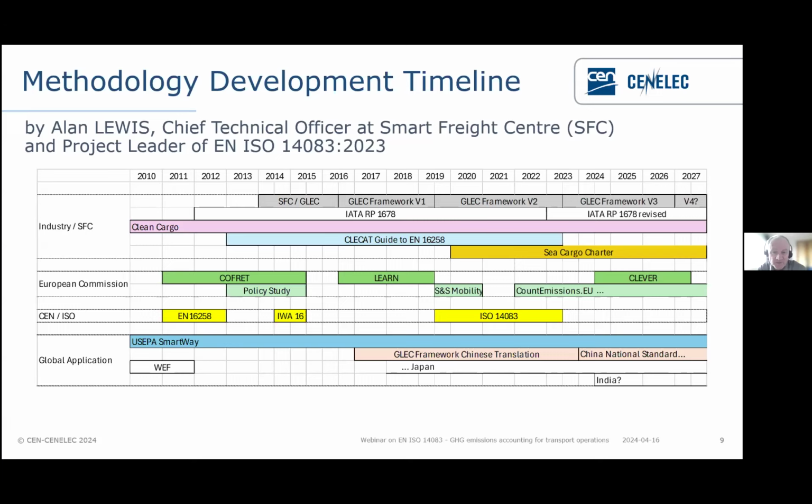And then there was also an international workshop agreement that was conducted in conjunction with the COFRET European Commission research project, and that was conducted in 2014-2015. So as you can see, that goes back a long way.